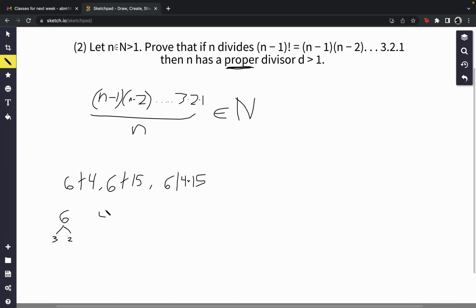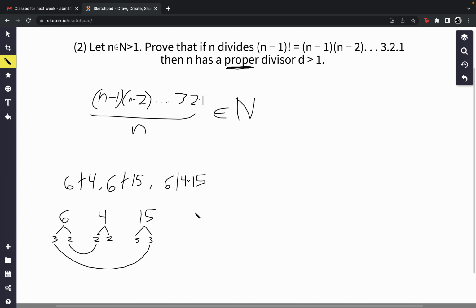And 4 breaks down into 2 times 2. And 15 breaks down into 5 times 3. So since 6 has this 3 that lines up with the 15 and the 2 that lines up with the 4, 6 does divide the product of these two numbers. And this is something that only happens with composite numbers, as I said.